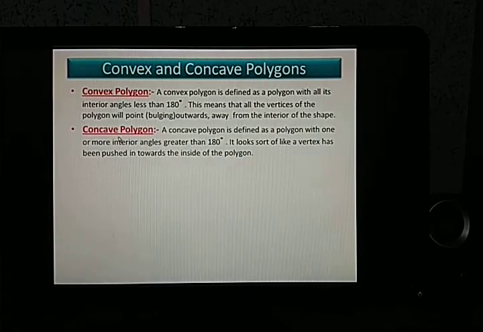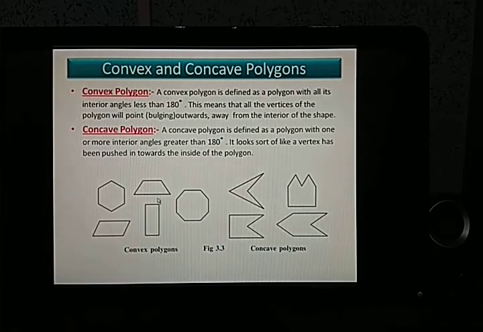Then the reverse of that is the concave polygon. Here, one or more interior angles will be greater than 180 degree. It looks sort of a vertex that has been pushed in towards the inside of the polygon. Now, definition will be clear from the diagram. You can see these are convex polygons. Here you can see the interior angles. These are the interior angles.